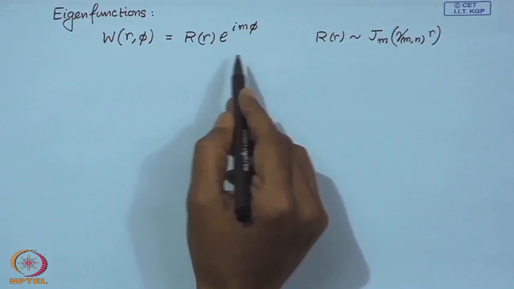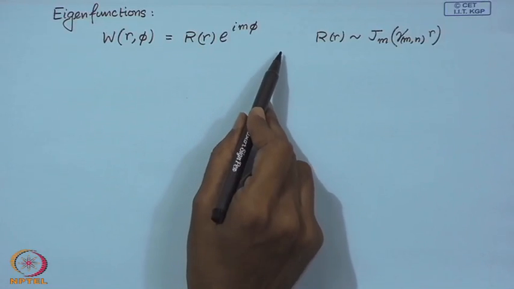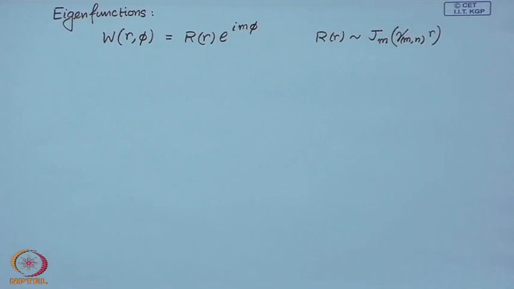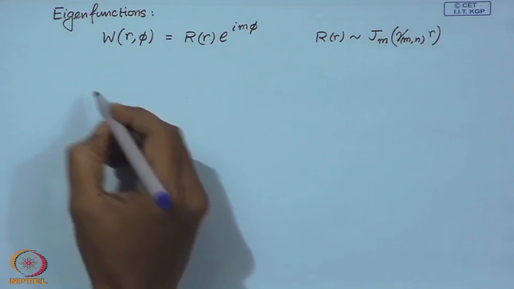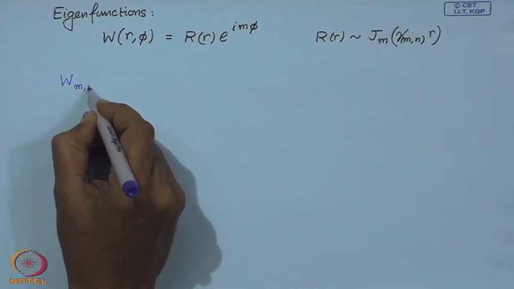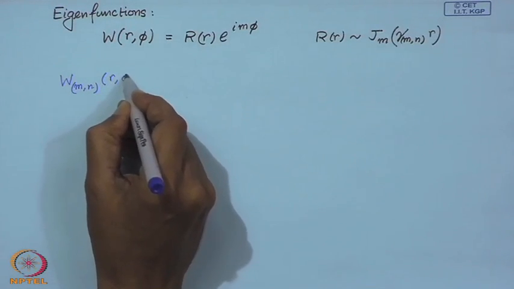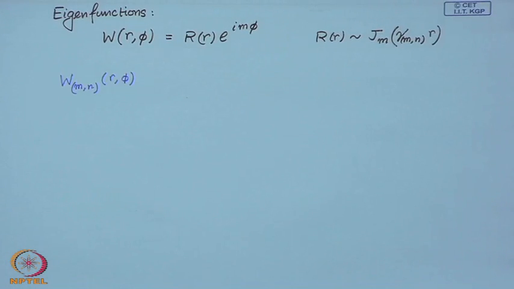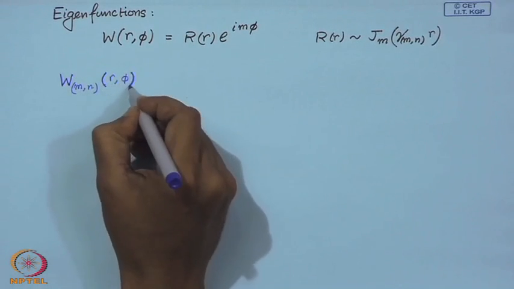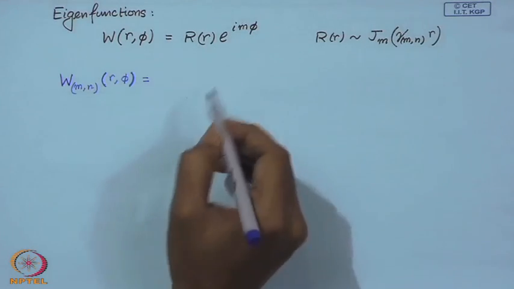Now, as we have discussed before, we can take the real part, or we can take the imaginary part, or we can take a linear combination of these two parts. So, we can write the eigen functions as a linear combination of the cosine and the sine.